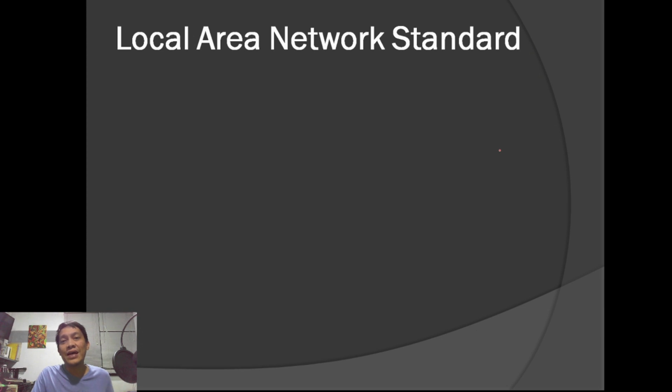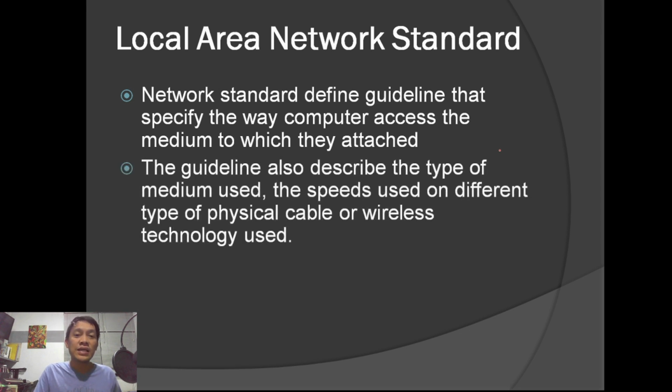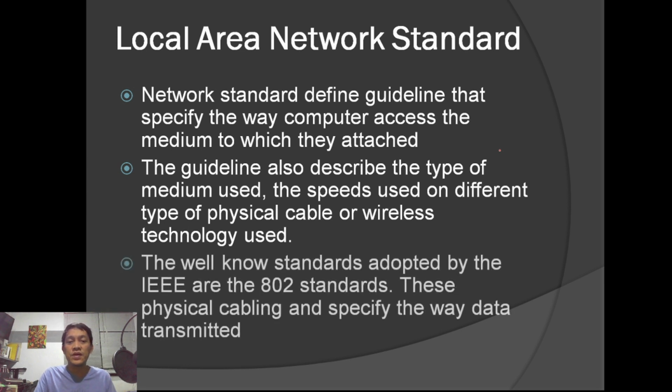Okay, so we have local area network standards. As I mentioned, there are different network standards for networking. Network standards define guidelines that specify the way computers access the medium to which they are attached. The guidelines also describe the type of medium, the speeds used on different types of physical cable or wireless technology. Okay, so the well-known standards adopted by the IEEE are the 802 standards.